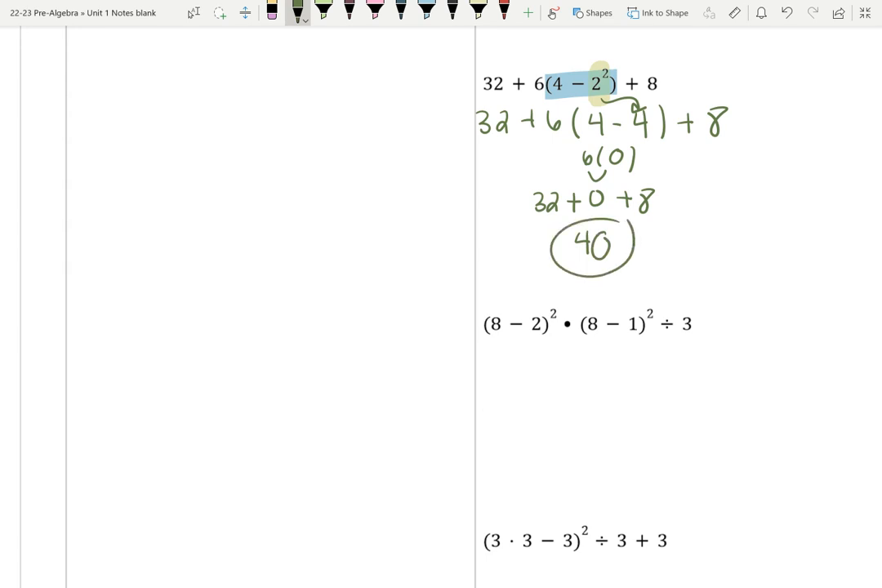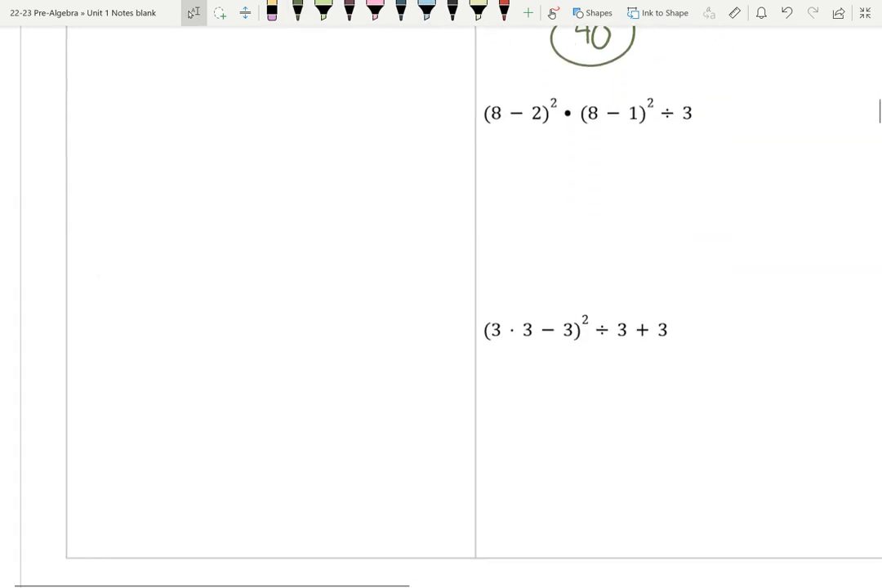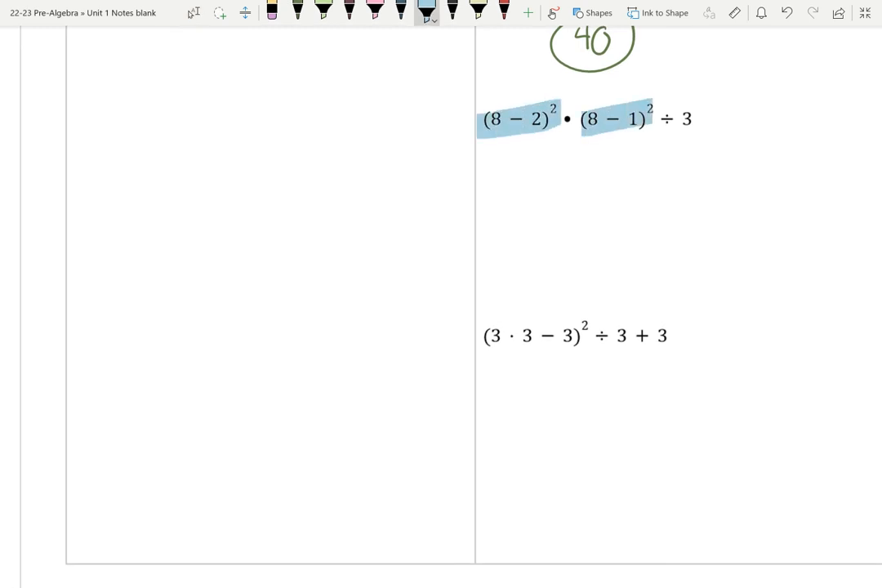Okay, on this next one, I have two different sets of parentheses. So I'm going to work through both of them at the same time. So this first one, I have 8 minus 2. So that is 6. And I have 6 squared times 8 minus 1, which is 7. I have 7 squared, and then divided by 3. So if you need to, reference your first page. 6 squared is 36. And then 7 squared is 49. And then divided by 3.